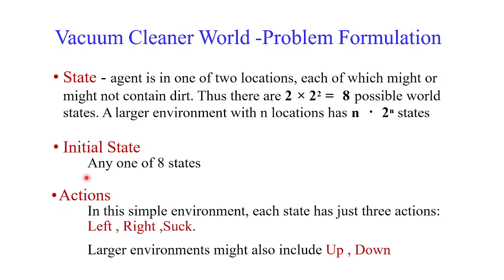Next we'll talk about the actions. It is a simple environment, right? So each state has exactly 3 actions, wherever the state is, whether it is in room A with dirt and room B clean, or any other state. The 3 possible actions are move left, move right or suck. Larger environments might include additional directions like move up, move down. But for this type of problem, 3 actions are more than sufficient.